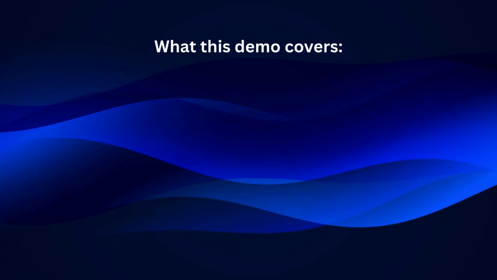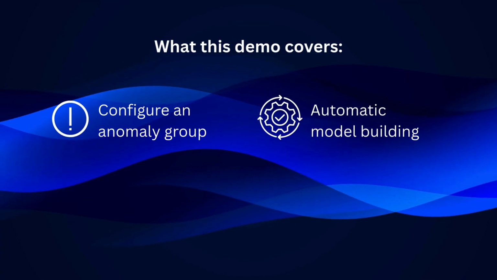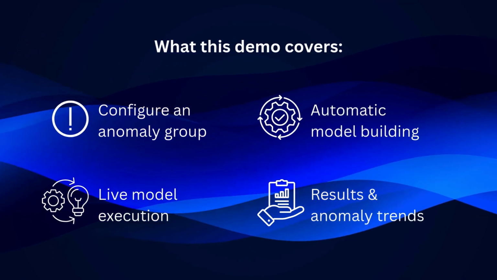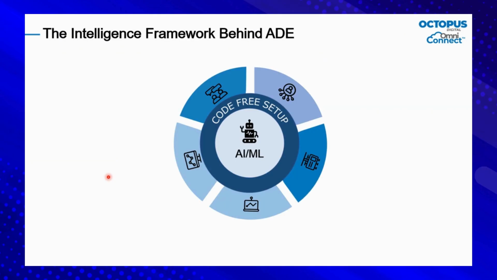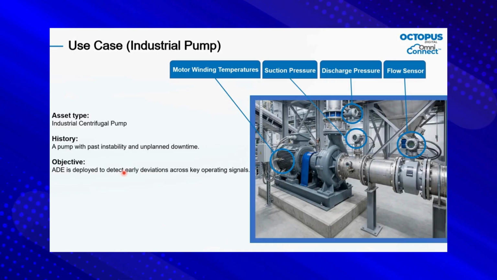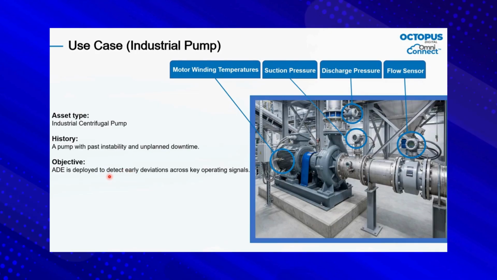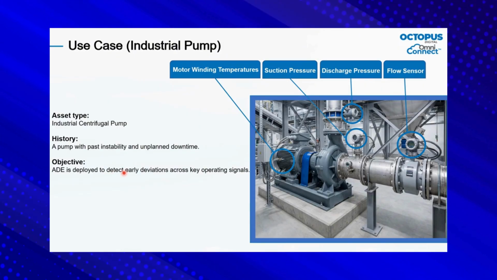We'll configure a new anomaly group, let ADE build models automatically, run them on the live system, and review results. As a reminder, ADE follows a complete flow, starting with configuration, then automated model building, real-time execution, and finally results with anomaly alerts. In this demonstration, we'll be monitoring a critical pump asset that previously showed instability and applying ADE to prevent any future problems.